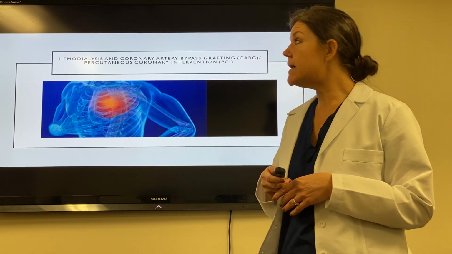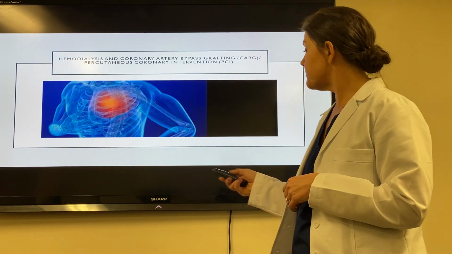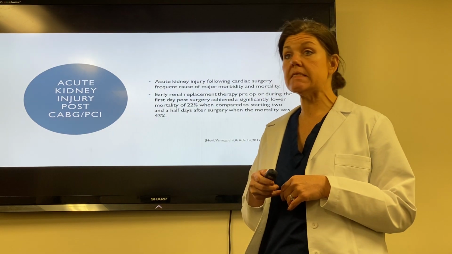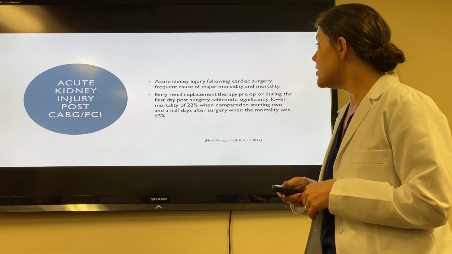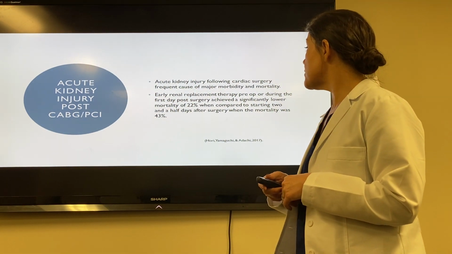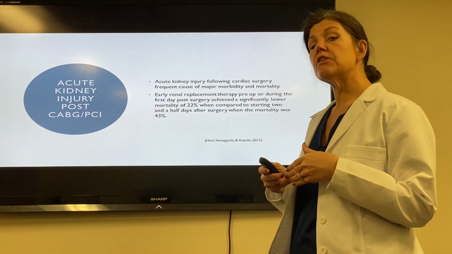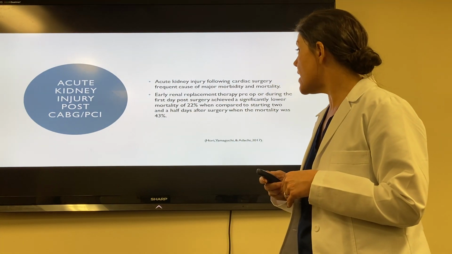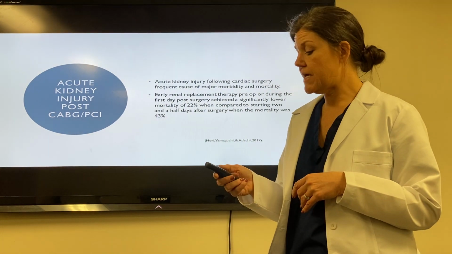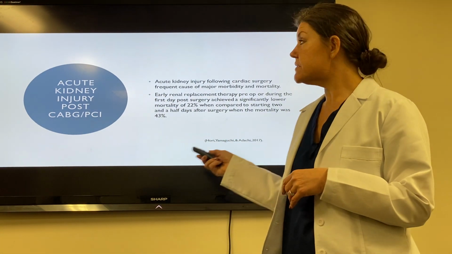Next, let's talk about hemodialysis and coronary artery bypass grafting and percutaneous coronary interventions. So, acute kidney injury post-CABG or PCI. Acute kidney injury following cardiac surgery is a frequent cause of major morbidity and mortality. And early replacement therapy, pre-op or even during that first post-op day, achieves a significantly lower mortality rate. You can see here it's 22% when you compare it to starting just 2.5 days after surgery, which is as great as 43%. So the earlier renal replacement therapy, the better outcome for these folks.